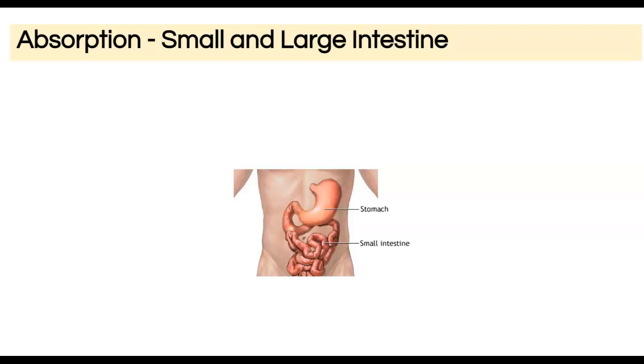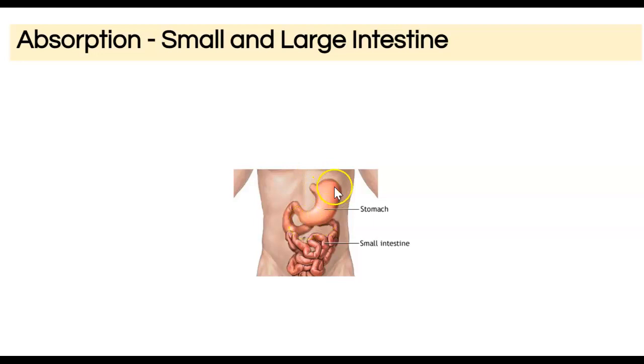So we've talked about ingestion, we've talked about digestion. Now we're moving on to the third phase of the digestive process in humans, which is absorption. And absorption of different kinds take place in the small and the large intestine. And so here's where we are. Let's just take note of where we are on our journey.